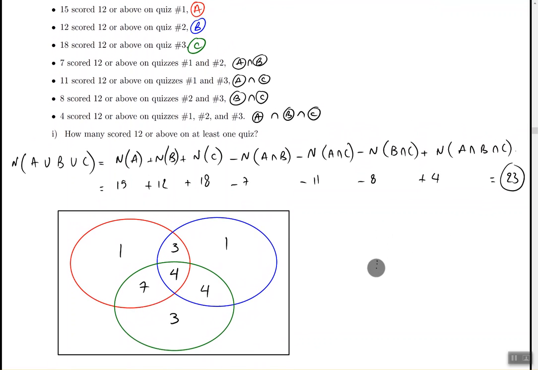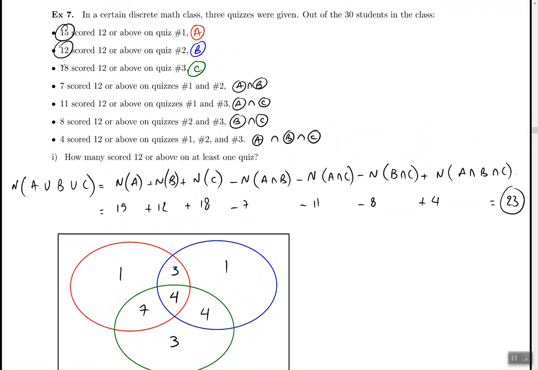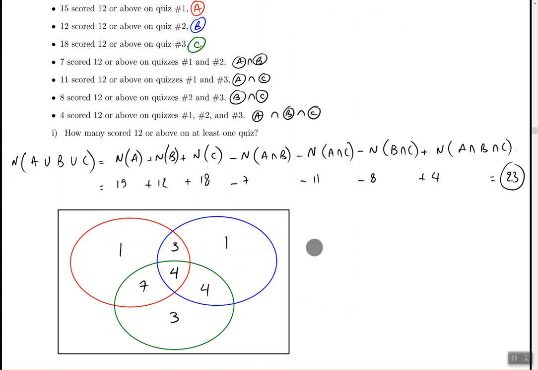Now, if you added the original numbers, 15 plus 12 plus 18, you would not get that same amount. You would get a totally different amount because some of the circles were overlapping. As a matter of fact, all the circles were overlapping. So that's the reason why we cannot use the addition rule. We have to use the inclusion-exclusion rule for this problem, okay?